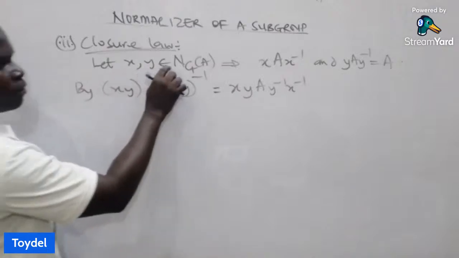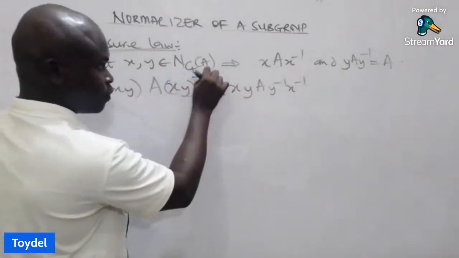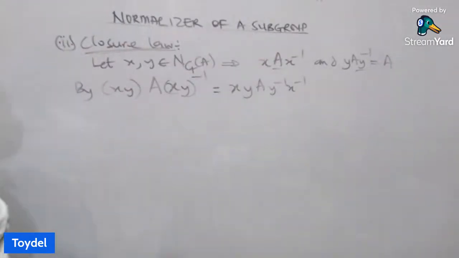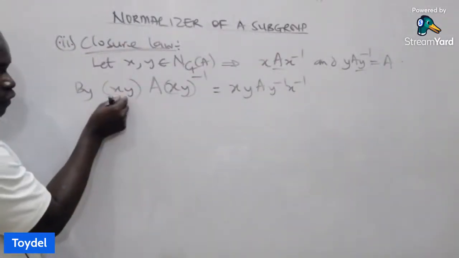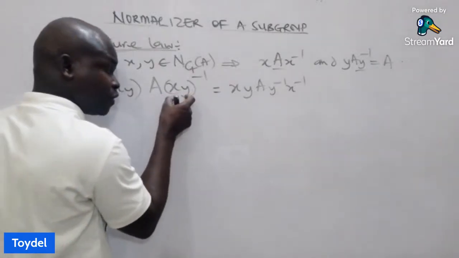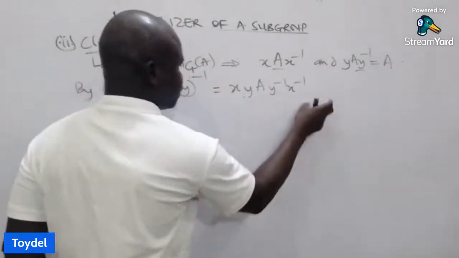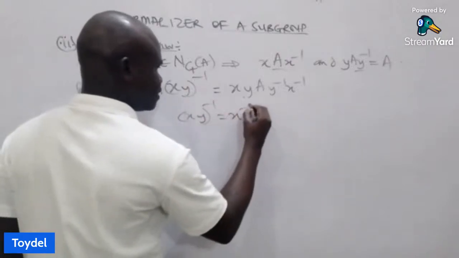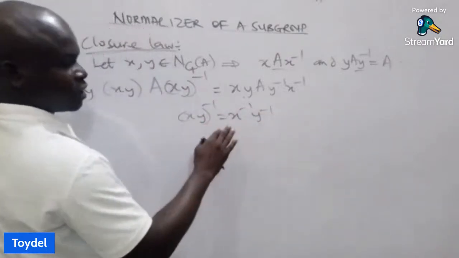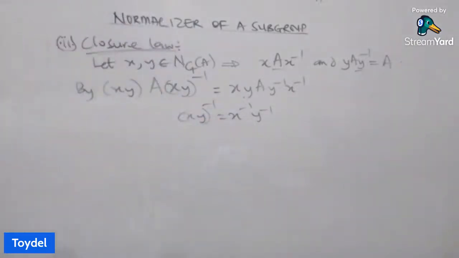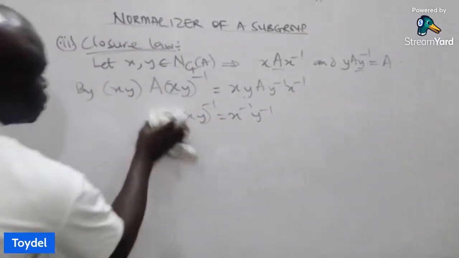If X, Y belong to the normalizer of that subgroup, we have been able to show that this and this will give us A. Okay? Then if you now pick the product of the two, we pick the subgroup, then the inverse of the product of the two can be expressed as what we have on the board. Of course, when you have (XY) inverse, it is the same thing as X inverse, Y inverse. It's still the same thing. Then I can interchange. It's allowed. So what I have on the board actually holds.